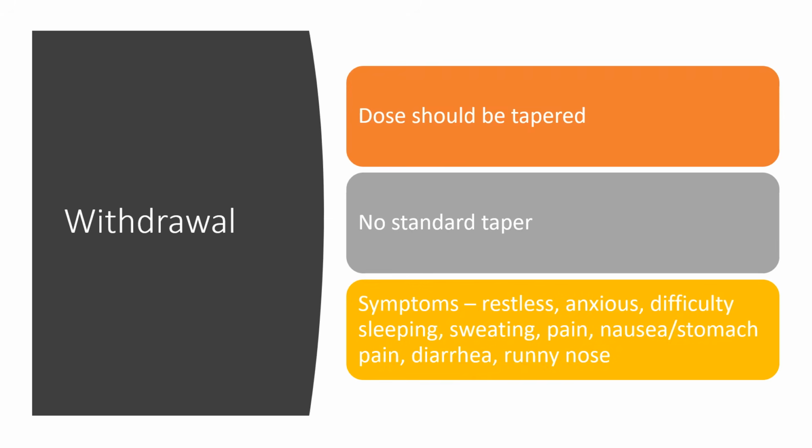So withdrawal. Typically, withdrawal can occur, and the dose should be tapered. Ideally, when we're using this acutely for pain, your pain improves, your dose should go down. There is no standard taper. It's going to depend how long you've been on the medicine, what your dose is. Some of the symptoms that can occur with rapid withdrawal can be restlessness, anxiety, difficulty sleeping, some sweating. Of course, your pain could return, nausea and stomach issues, diarrhea and runny nose. Those all can occur when you're withdrawing from this medication.